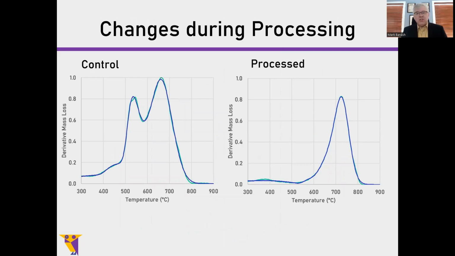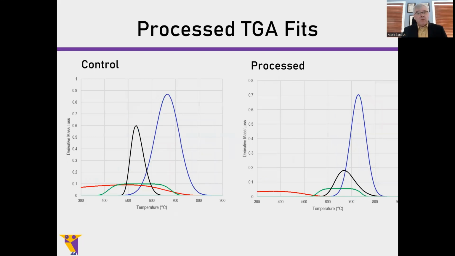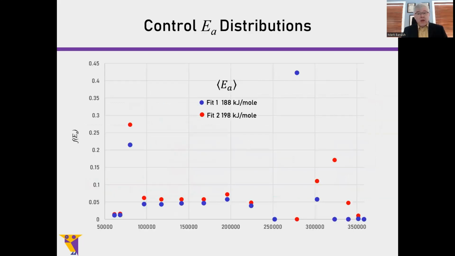There are other things you can do with TGA. You can monitor during processing or the effects of processing. Here's a material that I processed. You can see the control TGA and the process TGA. This was a technique I did to try to induce greater amounts of order to repair things like Stone-Wales defects and other things in the material. And again, when we process it, we get slightly different fits. And we can apply the EA technique again.